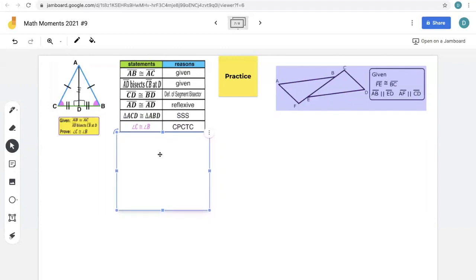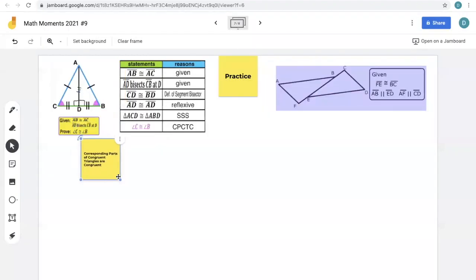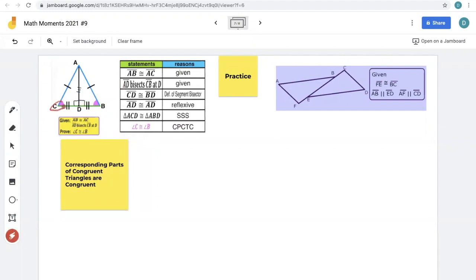So that means that these triangles are congruent. And additionally, angle C is congruent to angle B by CPCTC. Now, what on earth does that mean? Well, that means corresponding parts of congruent triangles are congruent. CPCTC is an important definition, an important theorem that you can use. And that just helped us prove that angle C is congruent to angle B.